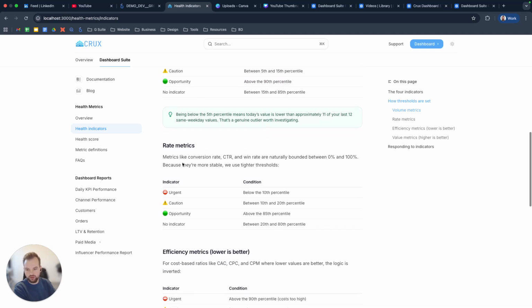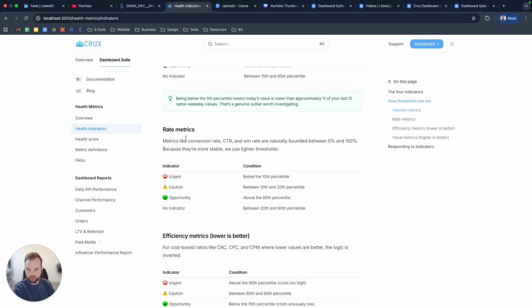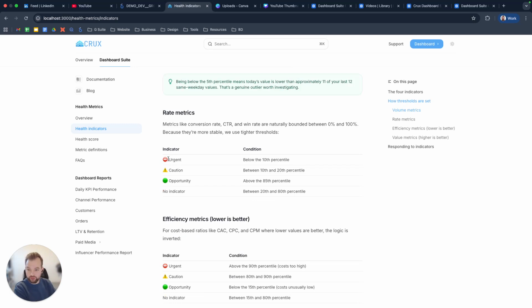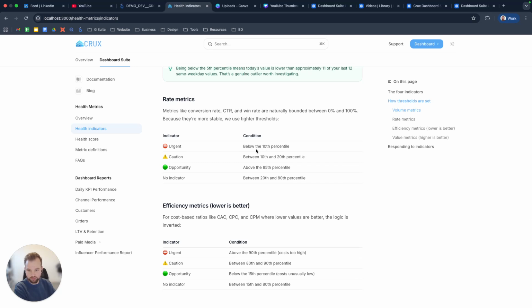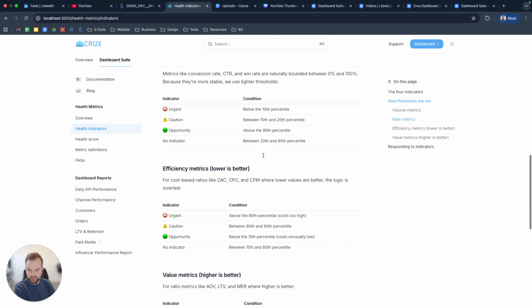Rates we evaluate slightly differently, because they fluctuate slightly less. They're more stable. Rates are always out of 100%. So if you're looking at a metric and you're not sure, just ask yourself, is this measuring something out of 100% or not? We evaluate those according to these thresholds. Bottom 10th percentile, urgent. Caution is the 20th and below. Opportunity, anything above the 85th.